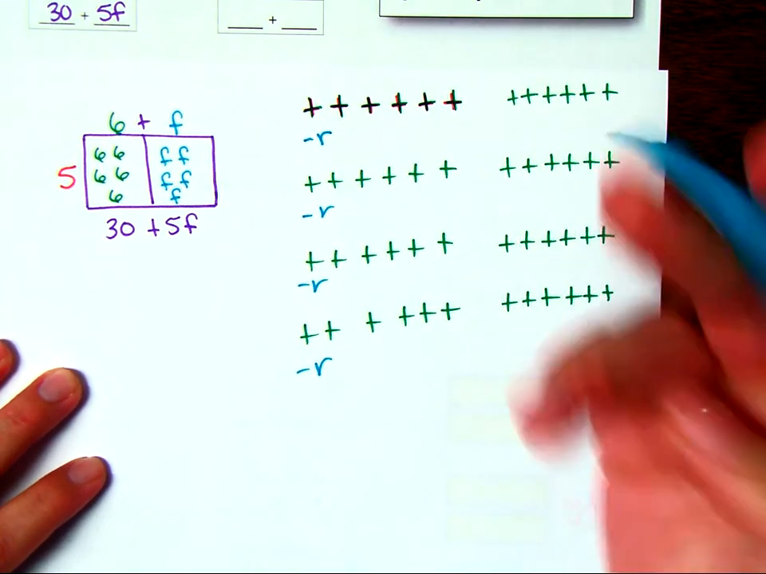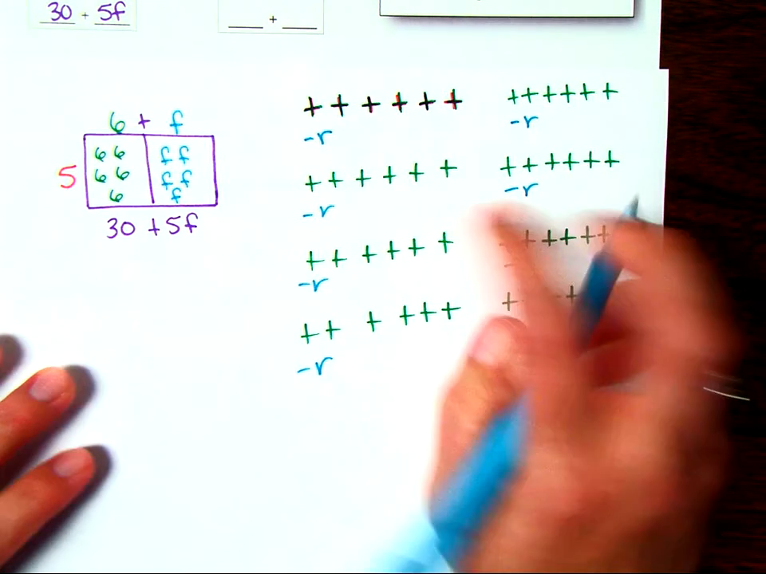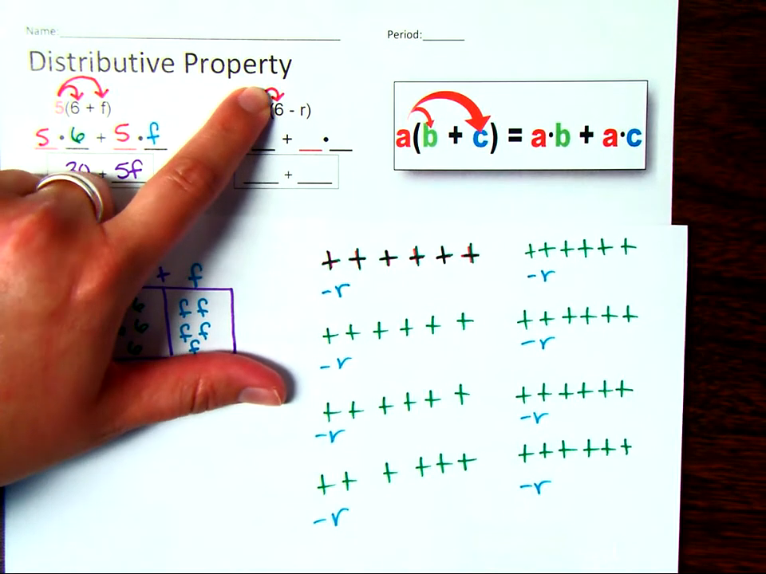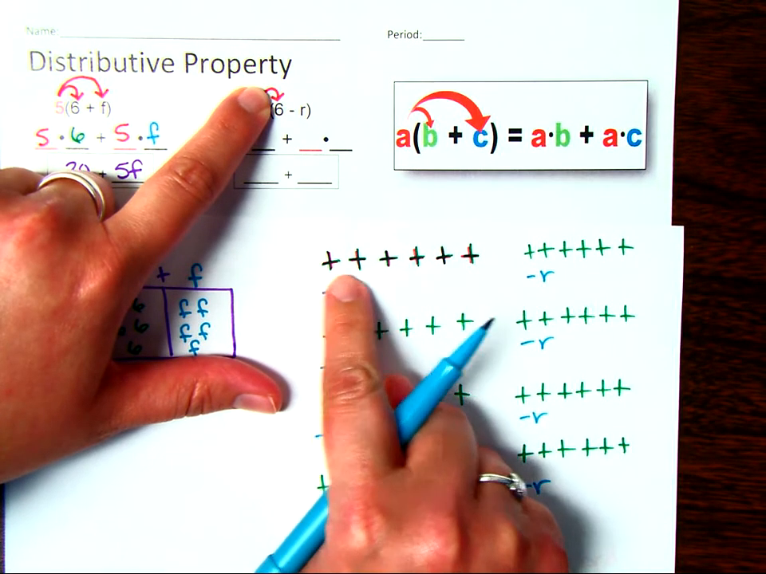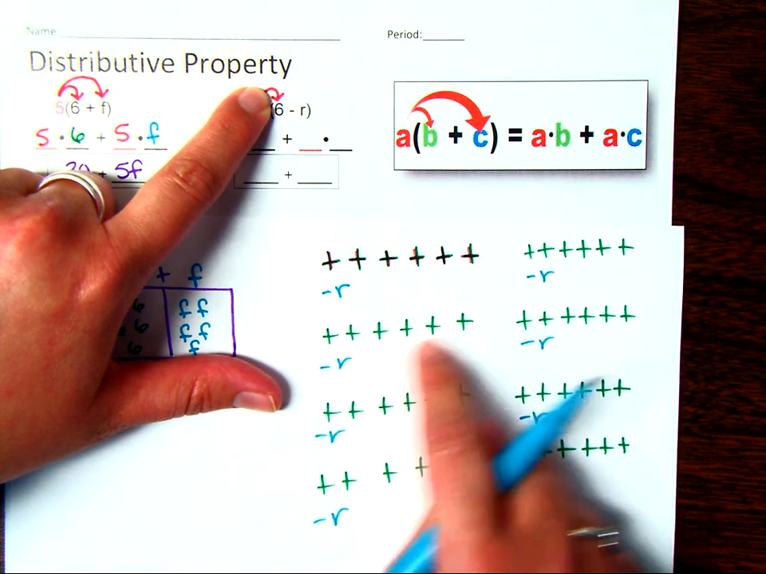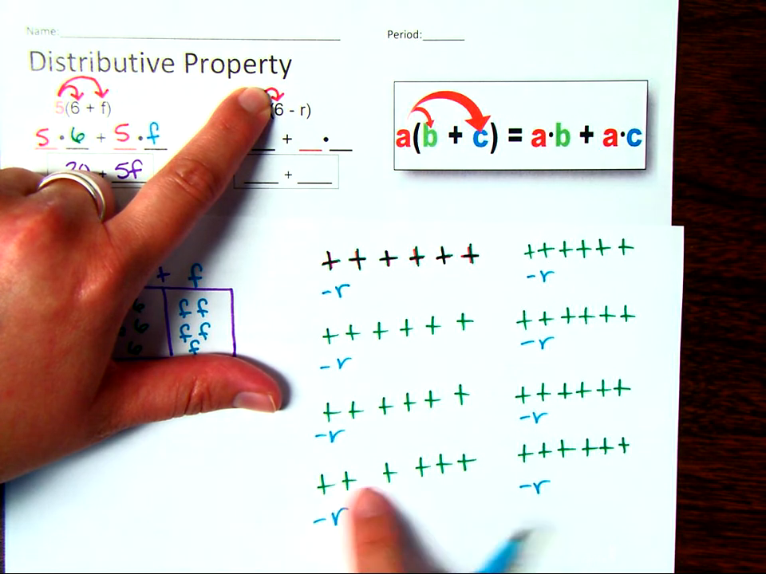So all I'm doing is drawing my group, because my parentheses symbols, sorry guys, are grouping symbols. So that's saying in every group I have 6 positives and a negative r. 6 positives and a negative r, in each group.